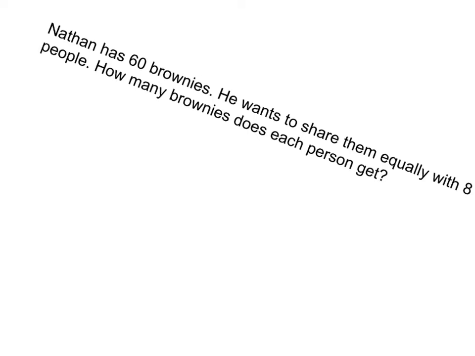Alright, this is how you solve this problem. First, you put the 60 over here. And then you do this. I call that the house. And then you put the smaller number over here. In this case, it would be a 9 because it's 8 people plus me. So it would be a 9.